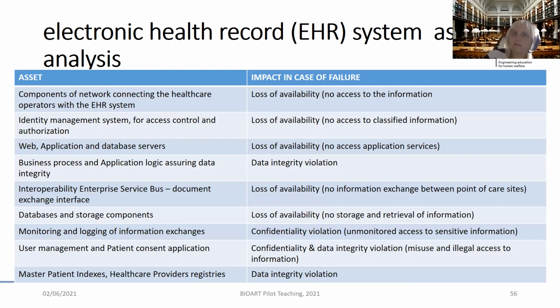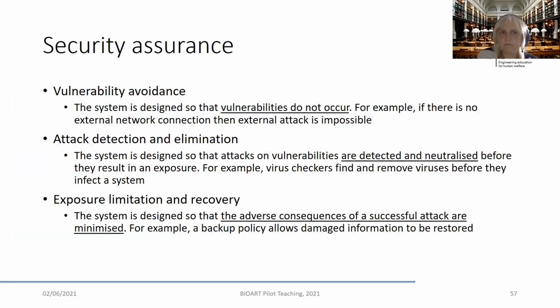On this slide, you could look at the electronic healthcare record system, with examples of assets and their impact in case of failure. To assure security, there are again three approaches: avoidance, attack detection and elimination, and exposure limitation and recovery.